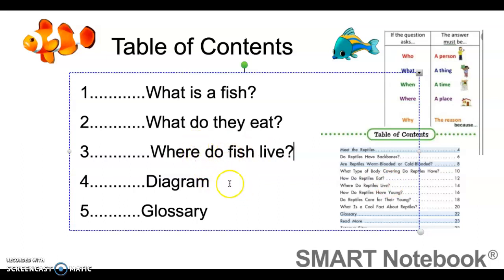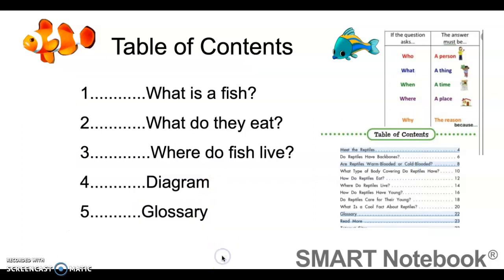Boys and girls, you can add a lot more sections to this, all the questions that you'd like to answer. Also in your table of contents, please include a diagram, because you're going to be making a diagram in a future lesson, and include a glossary in your table of contents, because we're going to be using that later. But that's not now. Just make sure you include that.